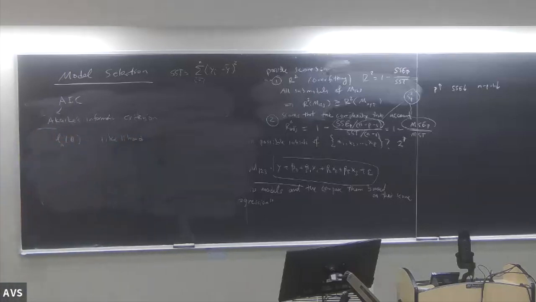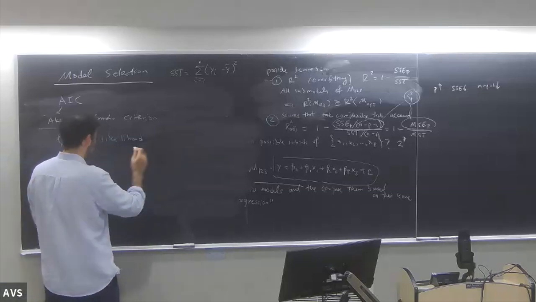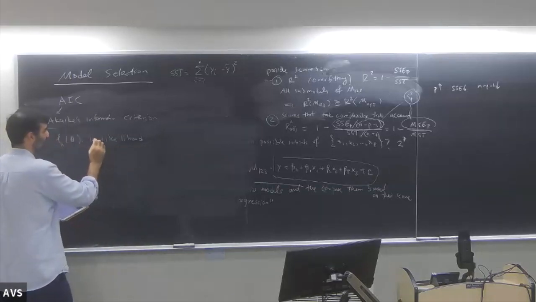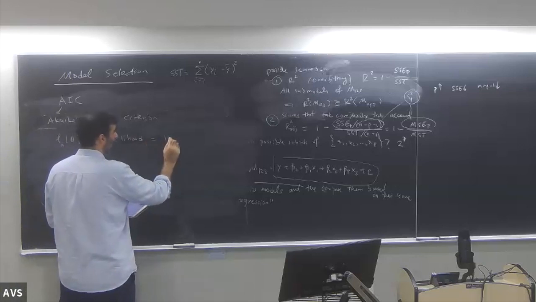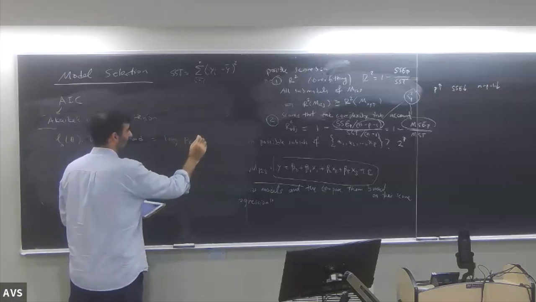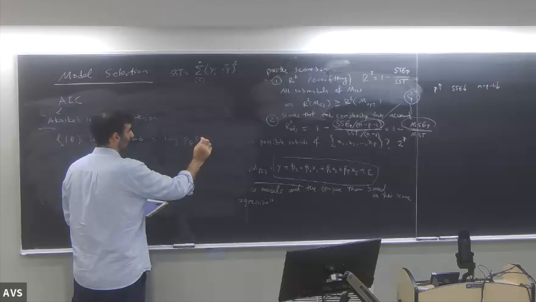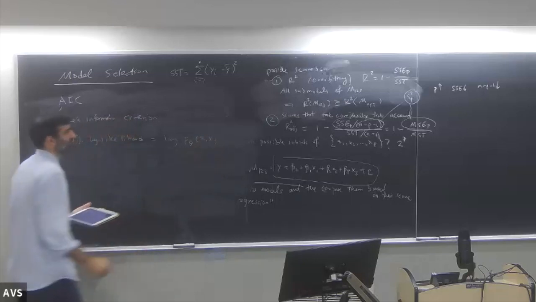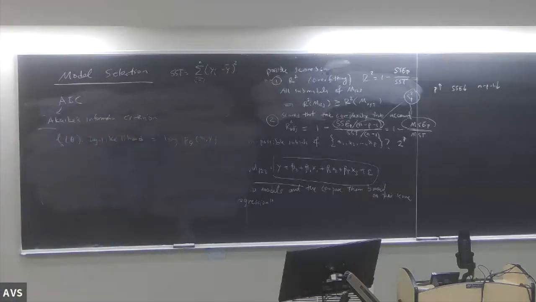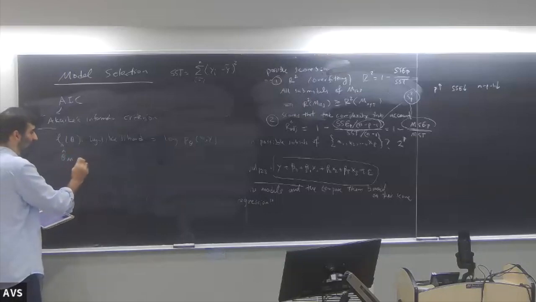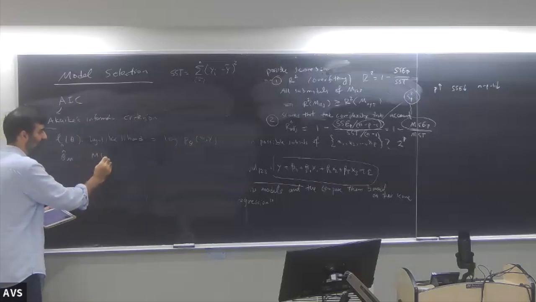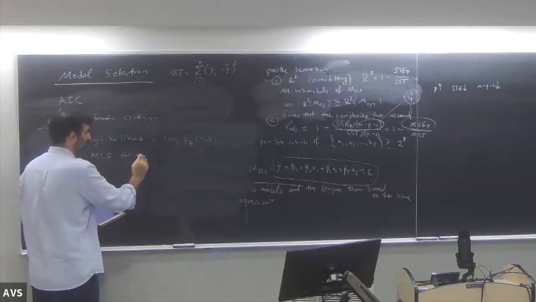If you remember, this is the log likelihood, which is log f of theta, given X and Y, whatever the data you have, just a function of theta now. Once you get the log of the density, you have a function of theta, and then you have a maximum likelihood estimator, MLE, for model M.